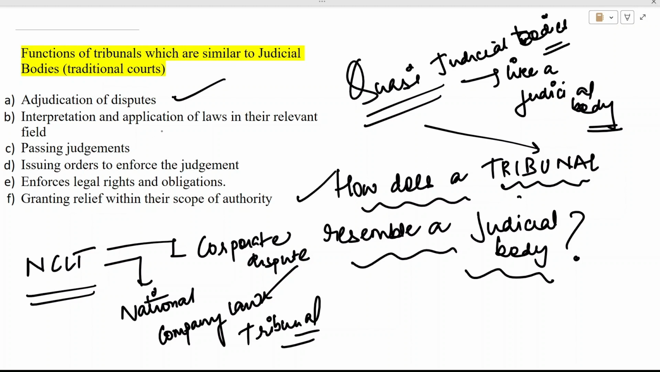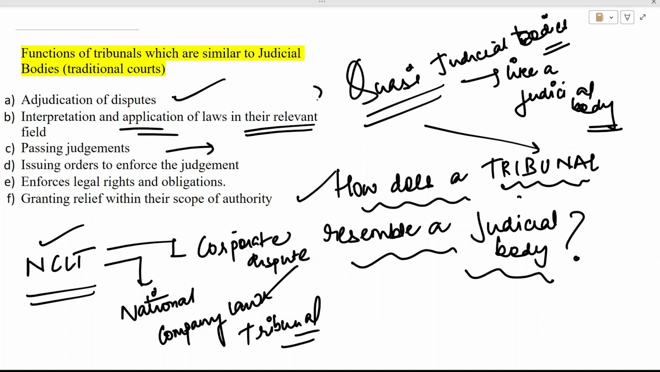Second, interpretation and application of laws in the relevant field. So a corporate dispute goes to the NCLT. What will the NCLT do? NCLT will see what are the relevant laws. If it's the Companies Act, if it's the Insolvency Bankruptcy Code, whatever. There are a range of acts and laws with respect to company law. So the NCLT will look into those laws, interpret the laws, and apply them in the relevant field. That's how they will pass the judgment.